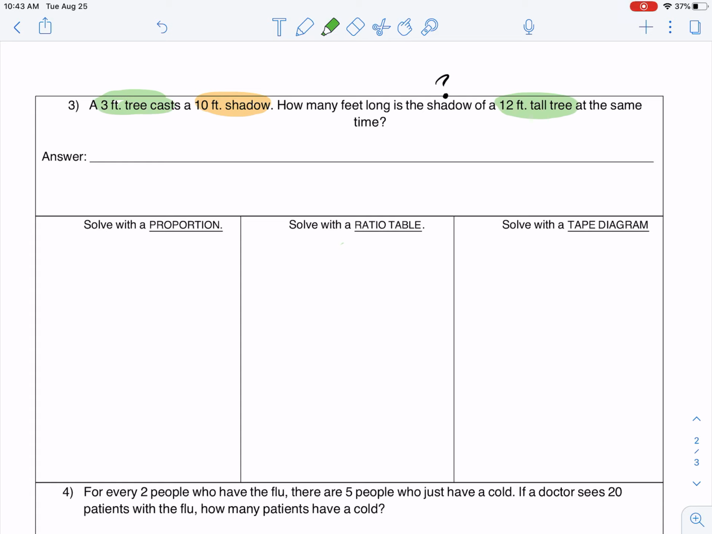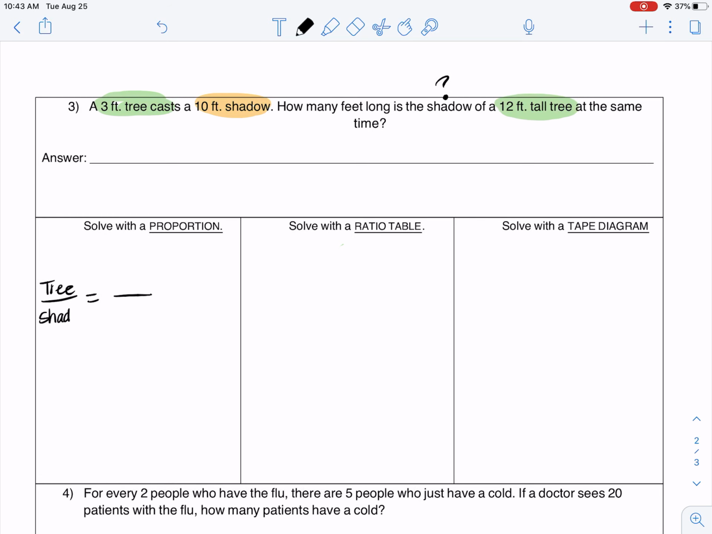Okay, so I'm going to draw my proportion. I am comparing a tree to a shadow. I'm going to put SHAD for shadow. Draw my proportion. Okay, so I'm going to start with my first ratio given. I have 3 to 10. 3-foot tree, 10-foot shadow. Now the question is saying how many feet long is a shadow of a 12-foot tree?